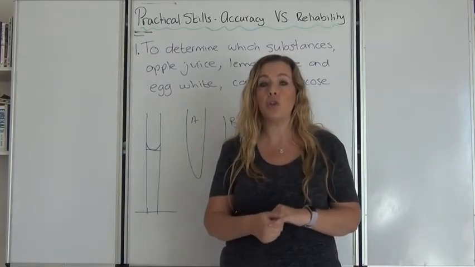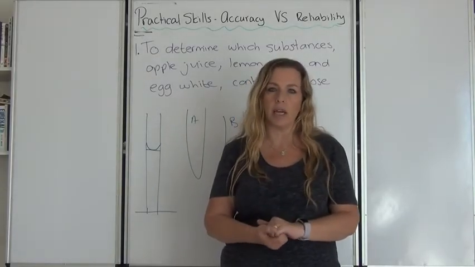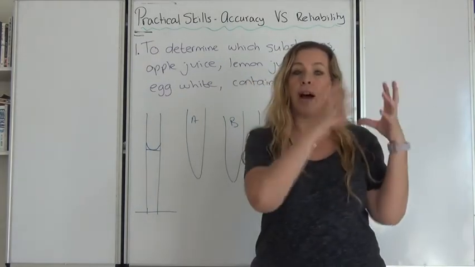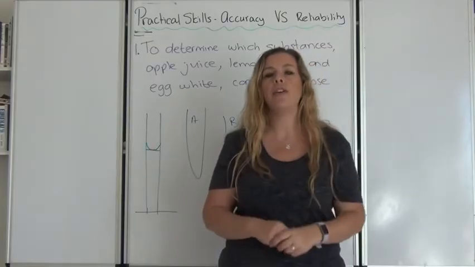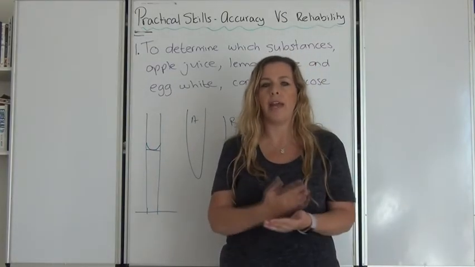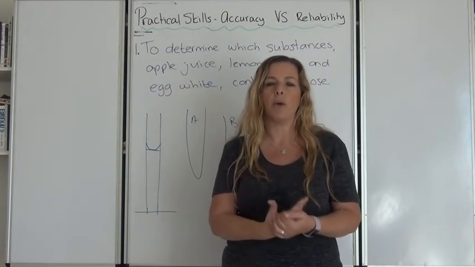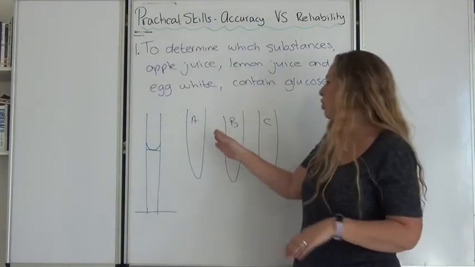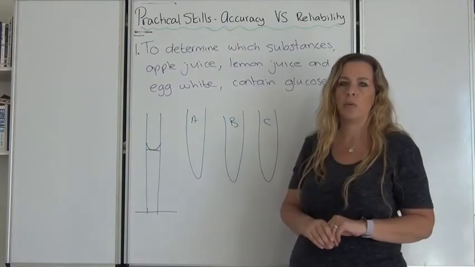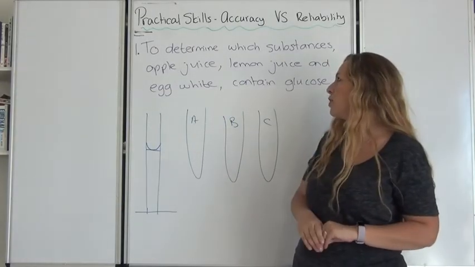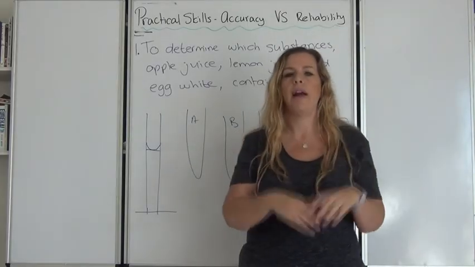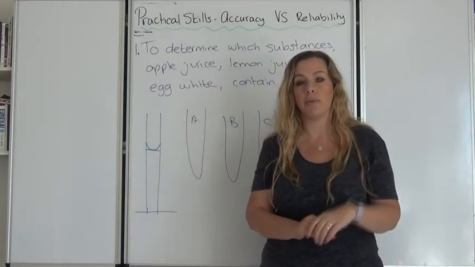It's good to do that, especially with quantitative results, because you have values. And if you do 5 of each experiment, then you can get an average of the values, and then your results are much more reliable. Also, if you wanted to do this, you could have had 3 test tubes with apple juice, 3 test tubes with lemon juice, and 3 with egg white, and you could have done them all together, and then that would give you more reliable results.